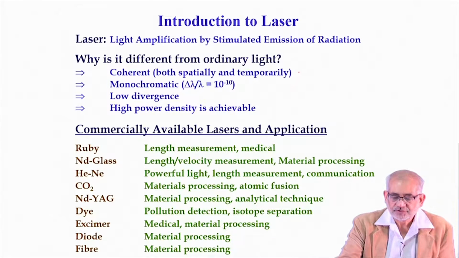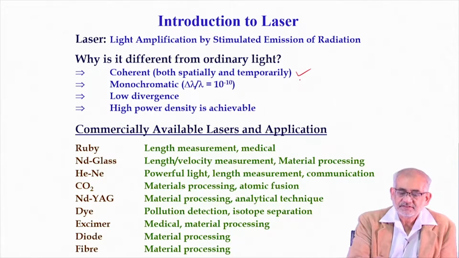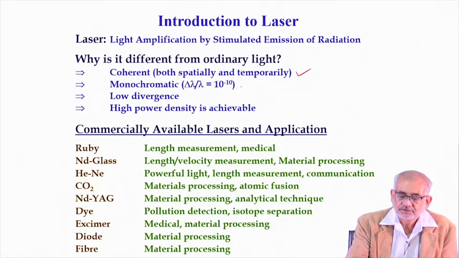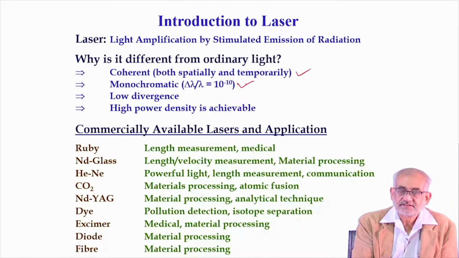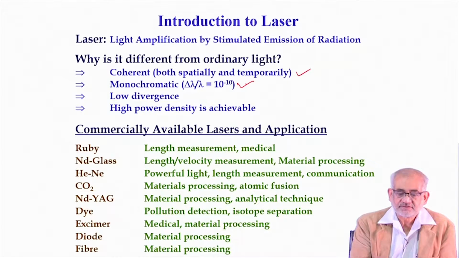For example, number 1, we are talking about a beam coherent both spatially, in space, and temporally, in time, comprising multiple rays, and all these are completely coherent with each other, both in space and time. Number 2, we are talking about monochromatic with very little spectral width. For all practical purposes, we can say that delta lambda over lambda, wavelength wise, is less than 10 raised to 10. So essentially we are talking about a single wavelength.